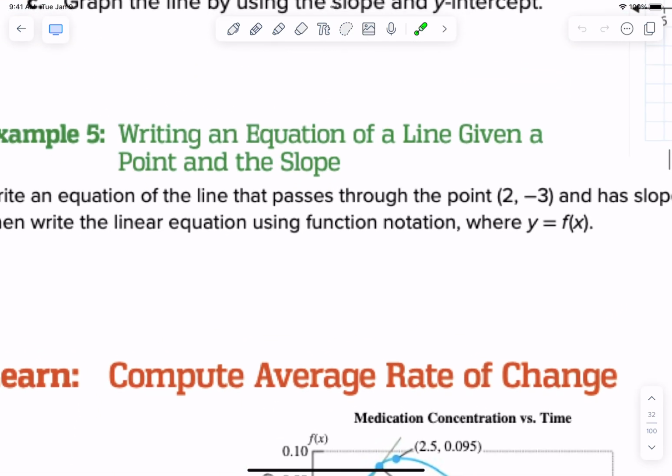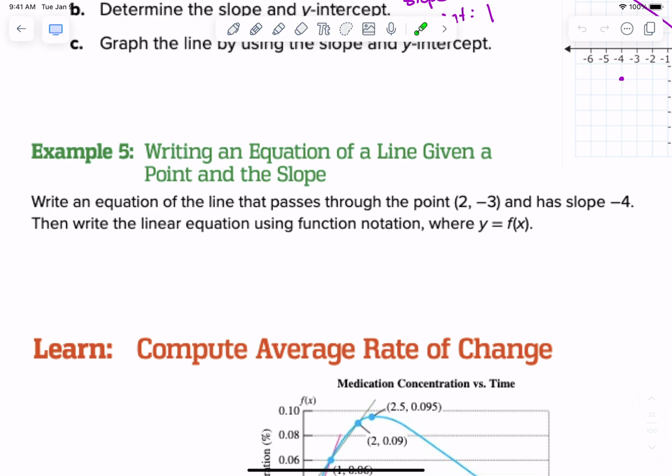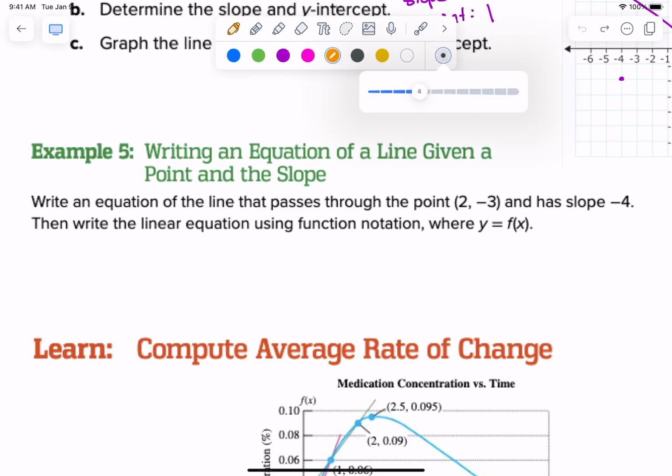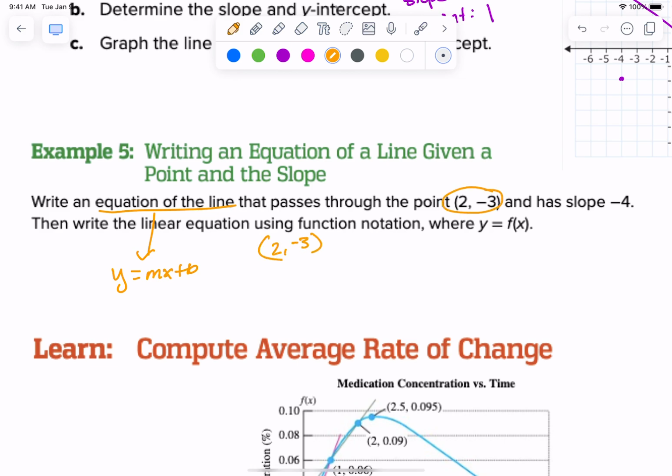Example 5. Write an equation of the line. Okay, let's talk about equation of a line. How do we write the equation of a line? Good question. y equals mx plus b. Okay, that passes through the point (2, -3). That's what they give me. And they say the slope is -4.